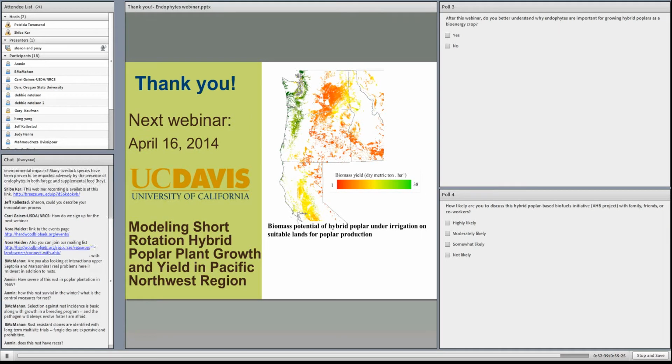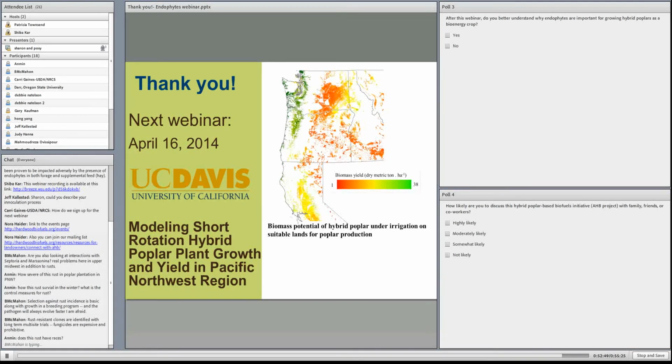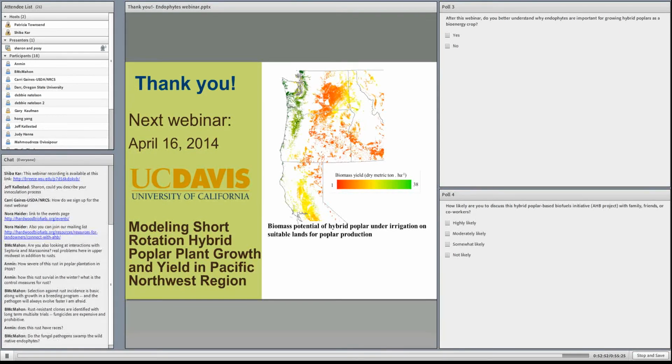The rusts have races. So there are definitely different species of rust, and there is a hybrid rust. And I would say it's likely that we also will see that there are different races within those species. So far, we're just beginning to work on this question of looking at different races within Melampsora columbiana. So I don't have great answers right now.